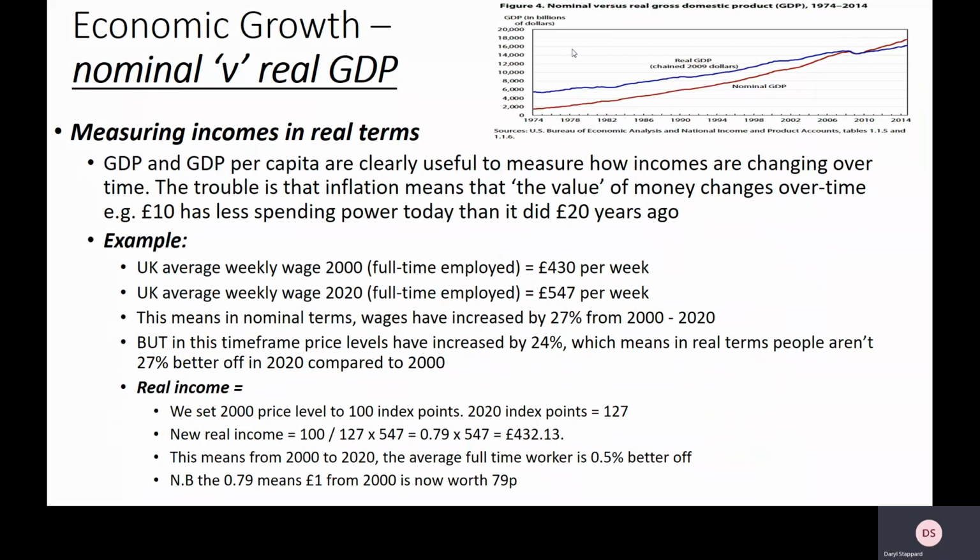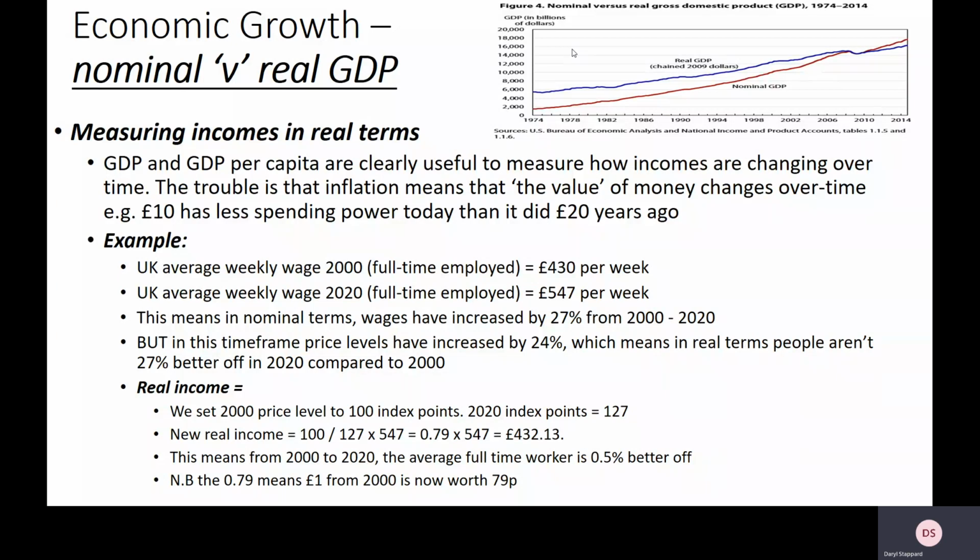So we're looking at now real rather than nominal, and we're looking at per person rather than total. So look what we've got here then. Now, I'm not going to go through all these numbers. You can look at this slide on your own and try and take on board all the numbers. But let's imagine we've got the UK average weekly wage in the year 2000. So someone working full-time in the year 2000, the average weekly wage was £430 per week. In the year 2020, that wage has increased to £547.